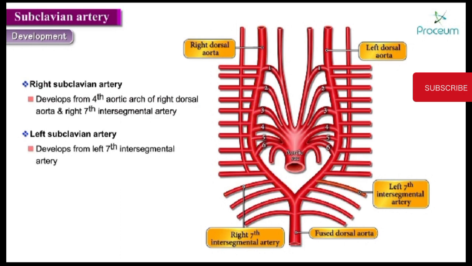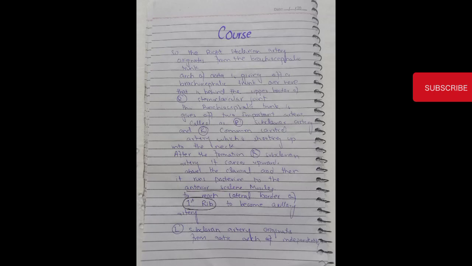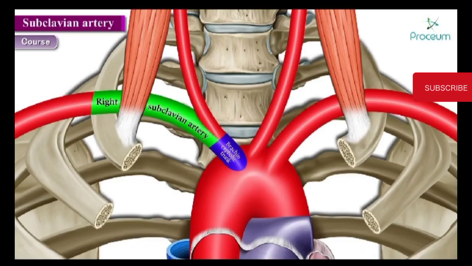Now we will talk about the course of the subclavian artery. So the right subclavian artery originates from the brachiocephalic trunk. The arch of aorta is giving off the brachiocephalic trunk over here, that is behind the upper border of the right sternoclavicular joint. As you can see here, the brachiocephalic trunk gives off two important arteries called the right subclavian artery and the right common carotid artery, which is shooting up into the neck.